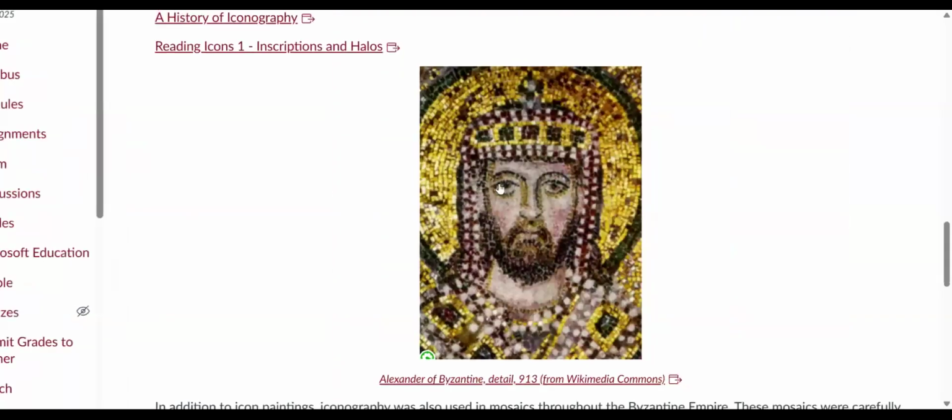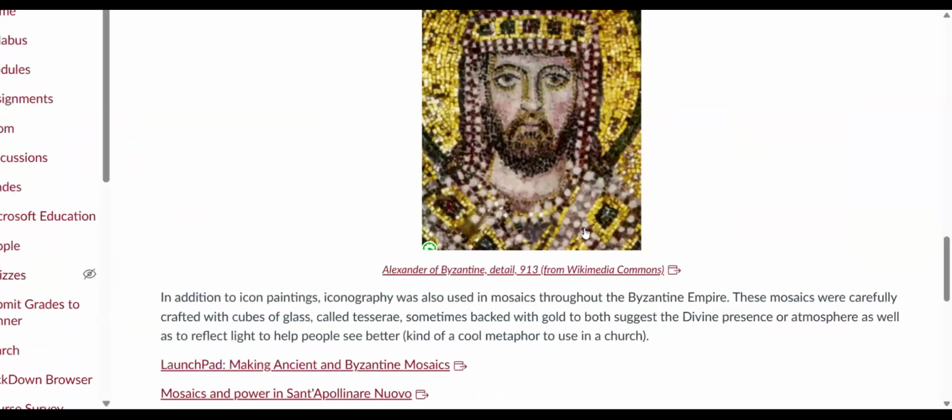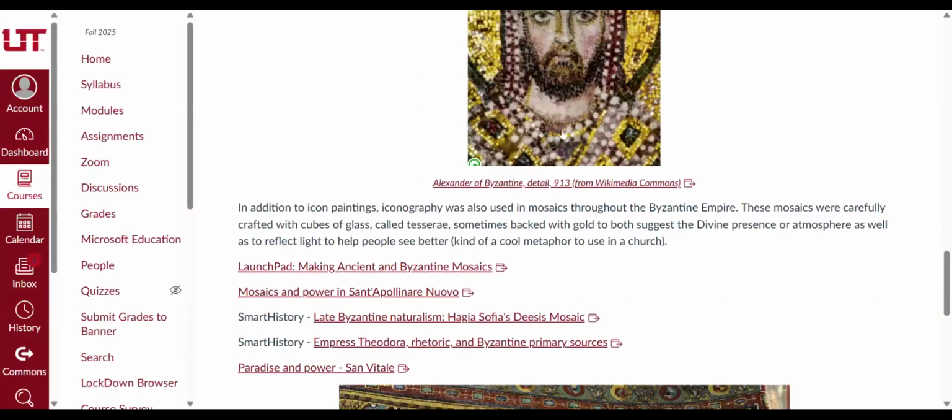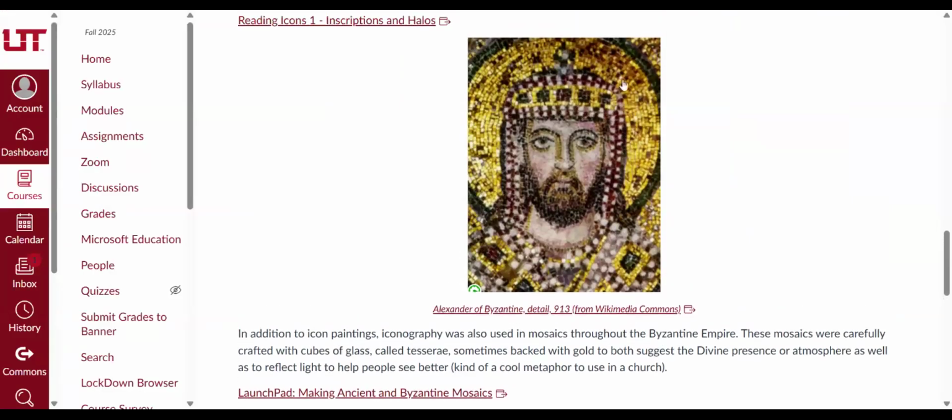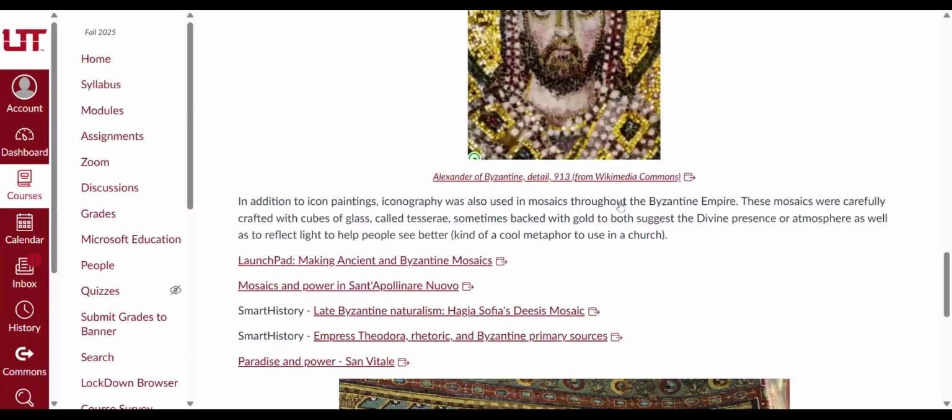Sometimes you'll see that instead of eye whites, they'll have gold around the eyes. They'll have gold in different areas just to make it shine and glimmer. And also to remind us that this person, he was a king, he was an emperor, but he was also divinely inspired and divinely guided. That's why he has a halo. That's why he has so much gold.